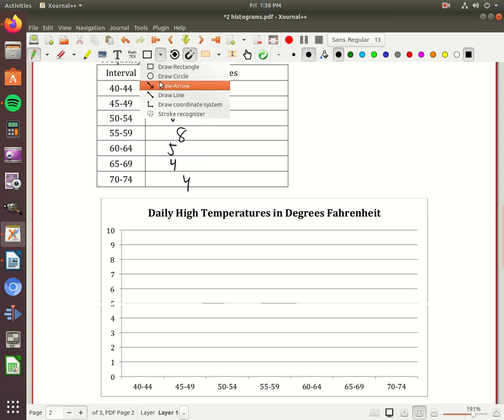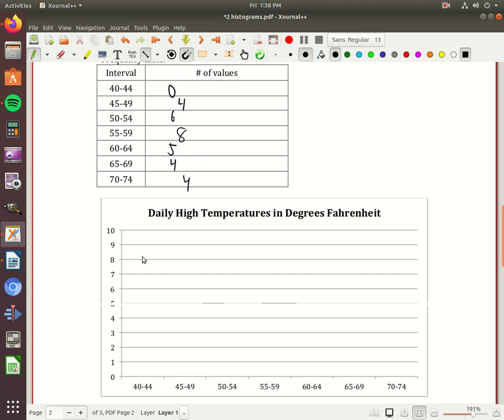So I can go ahead and I can make my frequency table. So from 40 to 44, there's none. From 45 to 49, I have 4. So I'll do this as quickly as I can. It's definitely not going to look amazing, but I'll try and make it look okay at least. From 50 to 54, I have 6.